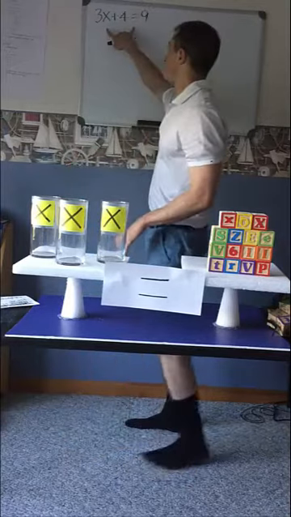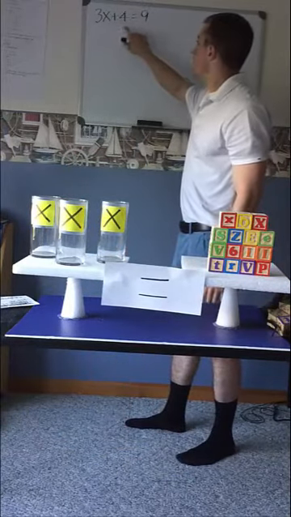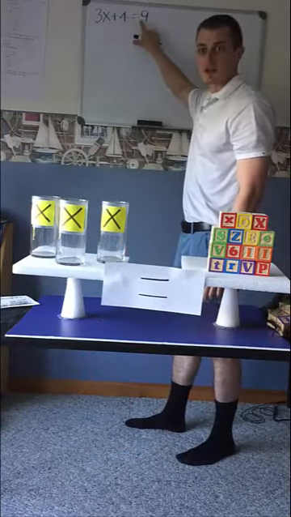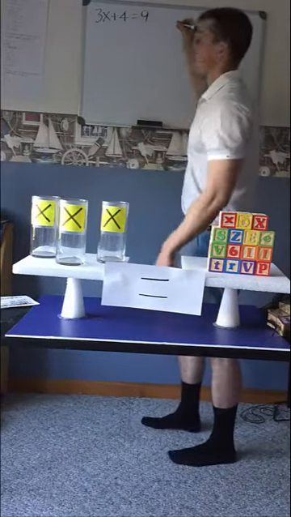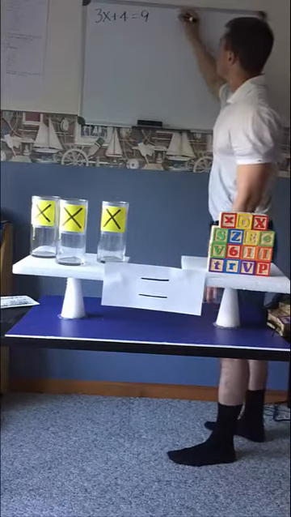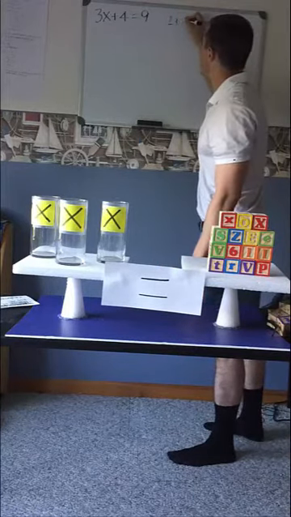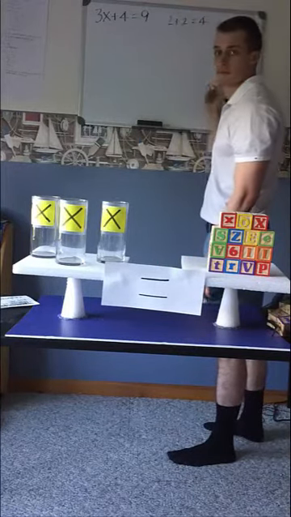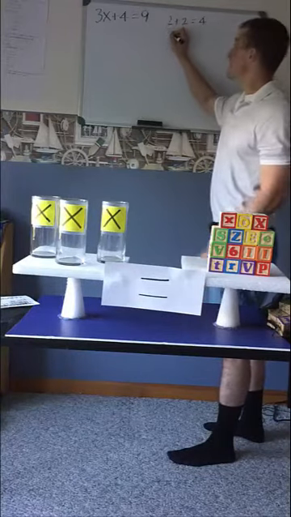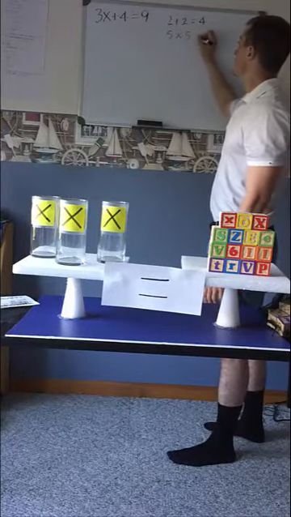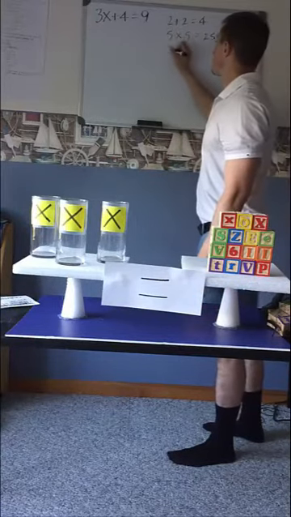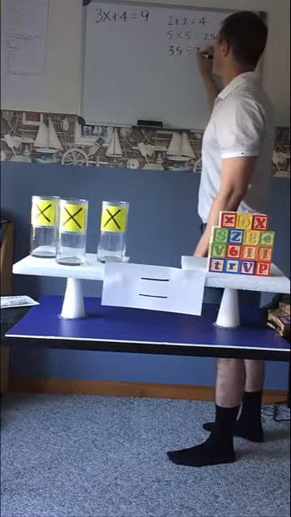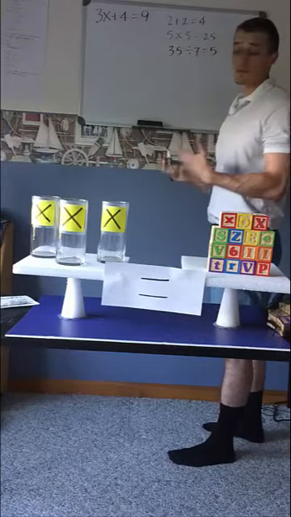If you look at this algebraic equation up here, you'll notice that it has an equal sign in it, which you're pretty familiar with. You've used equal signs before in things like addition. 2 plus 2 equals 4. Or multiplication, 5 times 5 equals 25. Maybe division, 35 divided by 7 equals 5.